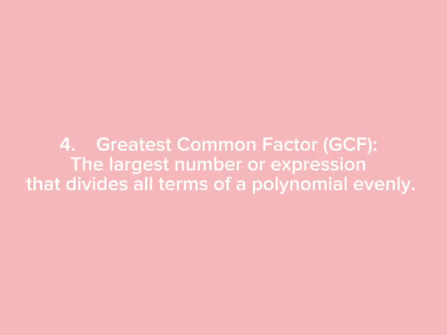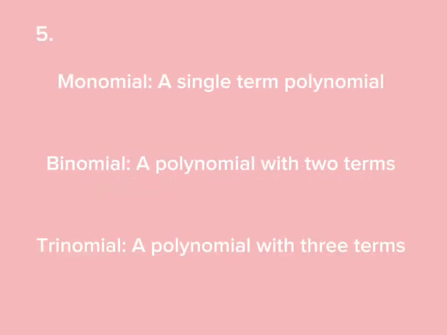Number 4. Greatest common factor, or GCF. The largest number or expression that divides all terms of a polynomial evenly. Number 5. Monomials, binomials, and trinomials. A monomial is a single-term polynomial. A binomial is a polynomial with 2 terms, and a trinomial is a polynomial with 3 terms. Here are examples of all of them.